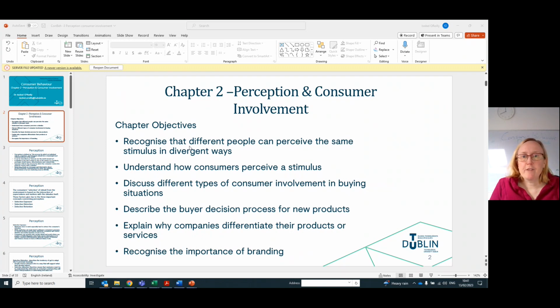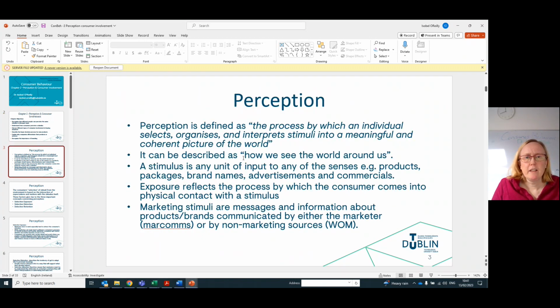So discuss different types of consumer involvement in buying situations, describe the buyer decision process. Again, that should be familiar, but we're looking at it in this context, and explain why companies differentiate their products or services. And finally, recognize the importance of branding. So again, we're reinforcing what you've done before under some of these headings.